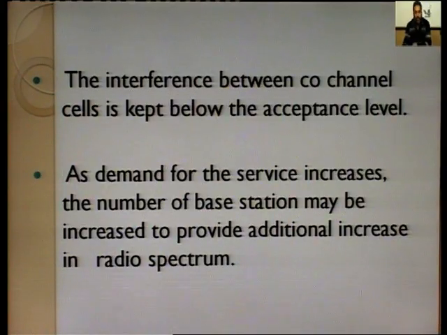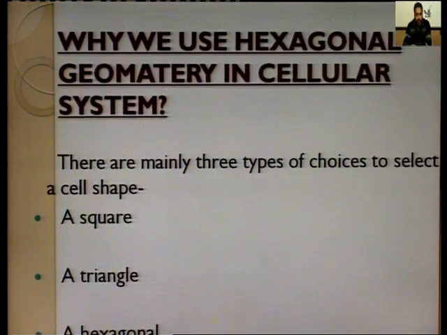Now, due to these low power transmitters, the interference between co-channel cells is kept below the acceptable level. There may be interference, which we will also discuss later on. As demand for services increases, the number of base stations may be increased to provide additional radio spectrum. This is the problem which will be solved.